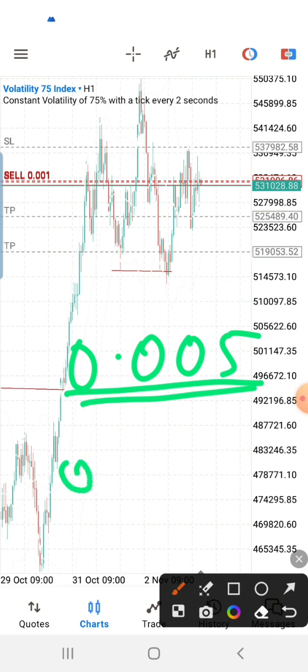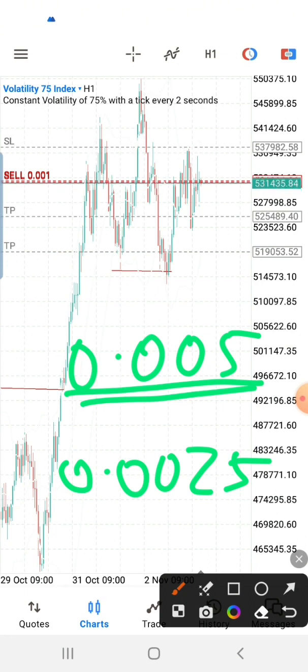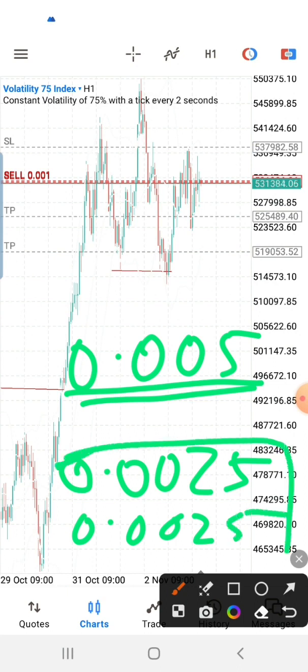If you divide it, 5 divided by 2, you have 2.5. I guess. I don't actually know whether I'm correct, but this is what I mean. Just divide the lot size into two. First place one trade, then place two trades. So you have 0.0025 and you also place another trade with 0.0025 again. So you now have two trades running.